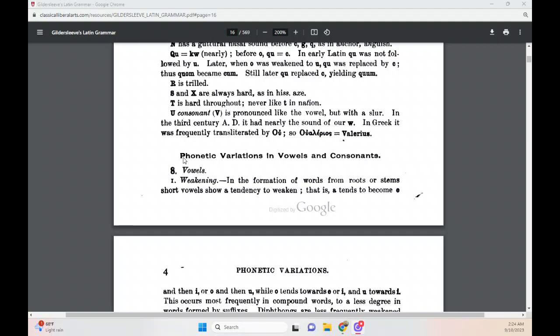Remember, in the first lesson I explained that Gildersleeve's Latin grammar is a reference grammar, and I explained that it contains far more information than you need to know to be able to read Latin fluently. The information that's contained in this grammar is sufficient for lifelong Latin studies.